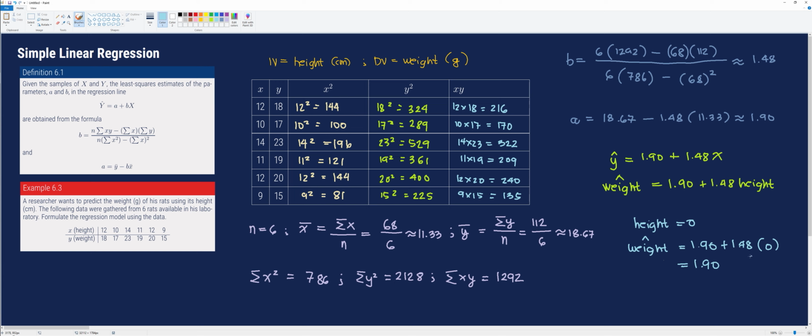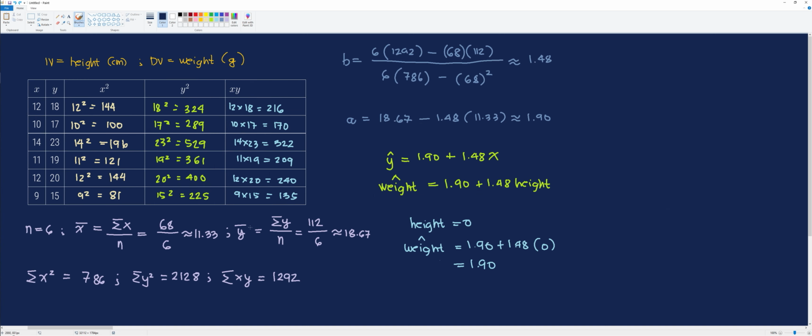This means that if the height of the rat is 0, its expected weight is 1.90 on average. However, this does not make sense because there is no such rat in existence that has a height of 0. Moreover, for every 1 centimeter increase in the rat's height, weight will increase by 1.48 grams on average.